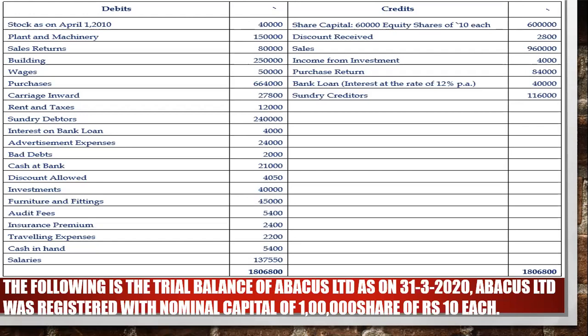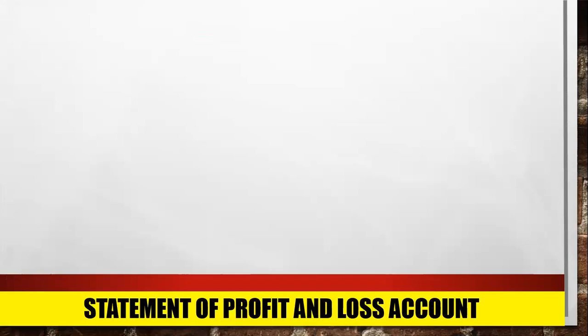Now we have to do purchase. Here you can say that purchase is how much? 6,64,000. Can you see? 6,64,000. But over here you can see in the credit side you will find the purchase return also. So your purchase is 6,64,000 and your purchase return is 84,000. So here you have to deduct purchase returns 84,000. This purchase will go to statement of P&L.